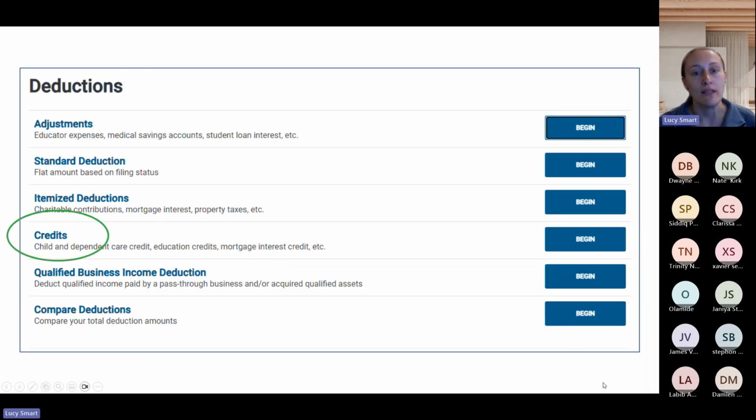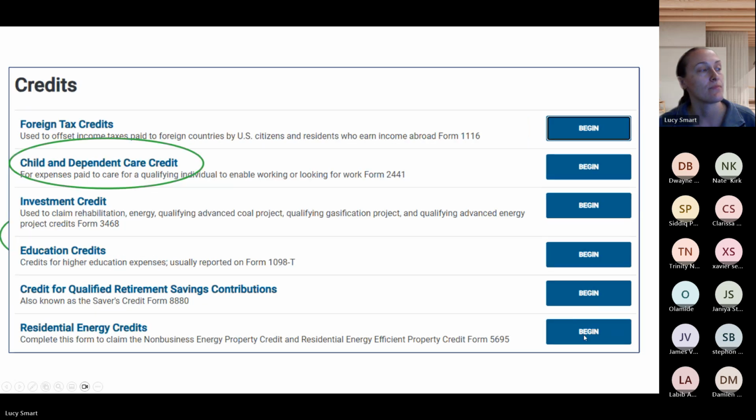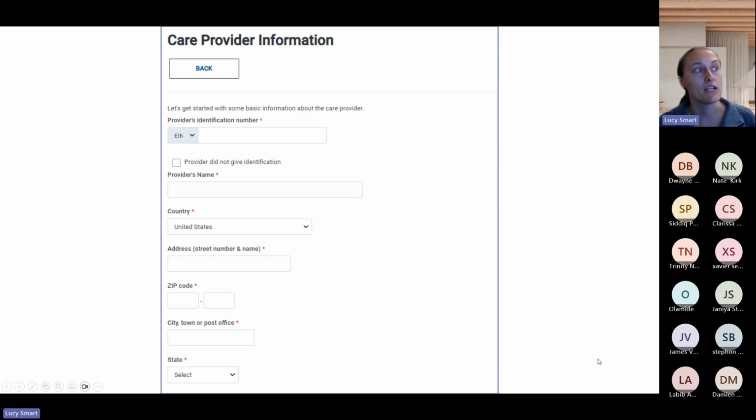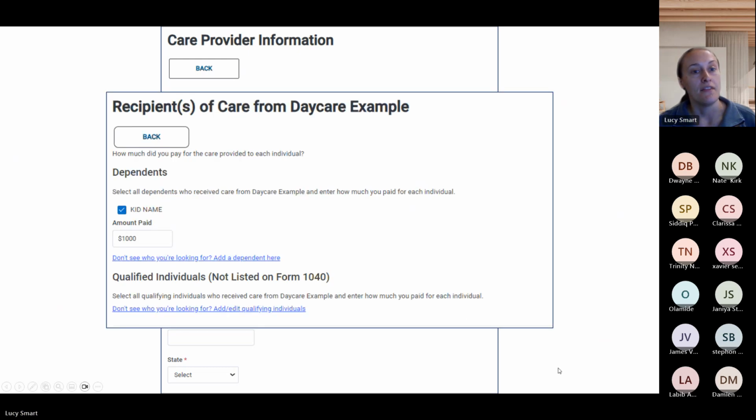So how do we go about doing that? In TaxSlayer, we're back in the federal section, but we're in the deductions menu, and you need to choose credits. Then you choose child and dependent care credit and enter the care provider's information. So their EIN, which is their identifying number, their name, address. Then you'll select the dependent that the care was for. All of the dependents that are potentially eligible will already be popped up based on what you entered earlier. And you enter the total eligible expense for that person. So in this example, we check off the kid and say that they paid $1,000 for daycare.